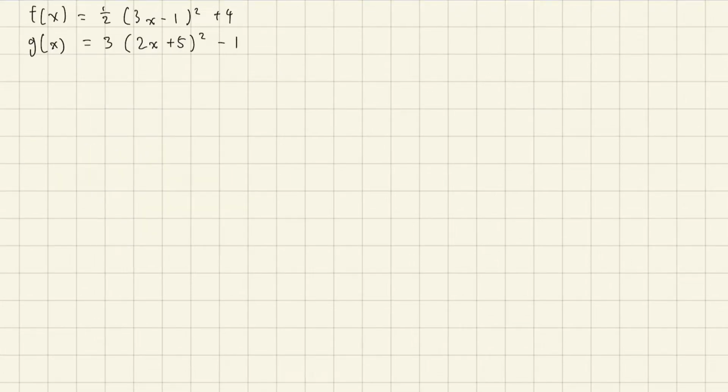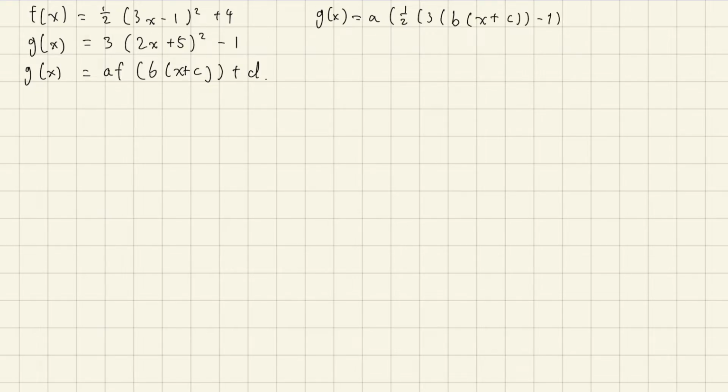Now that we've found the vertex form for both functions f of x and g of x, we just need to rewrite g of x in terms of f of x. This will come out to the form a f of b times x plus c plus d. When we first substitute f of x into this equation, we'll come out with a times half times 3 times b times x plus c minus 1 squared plus 4 plus d.